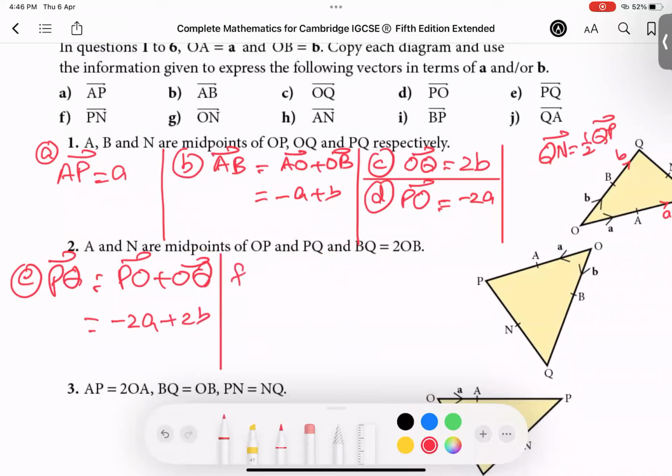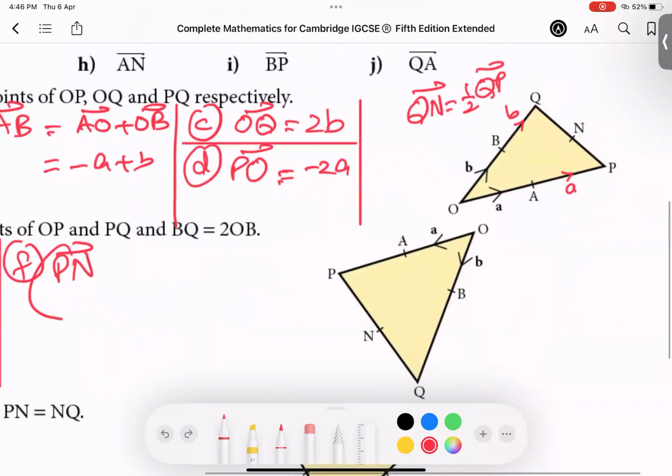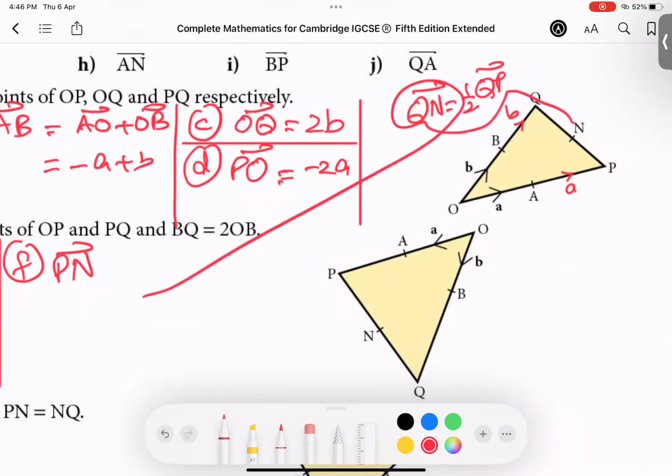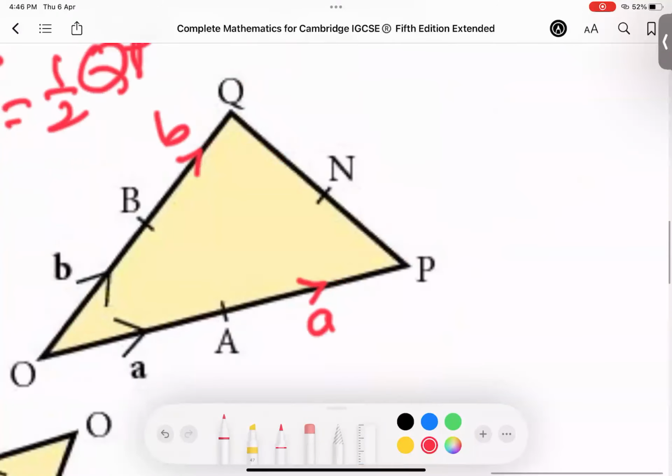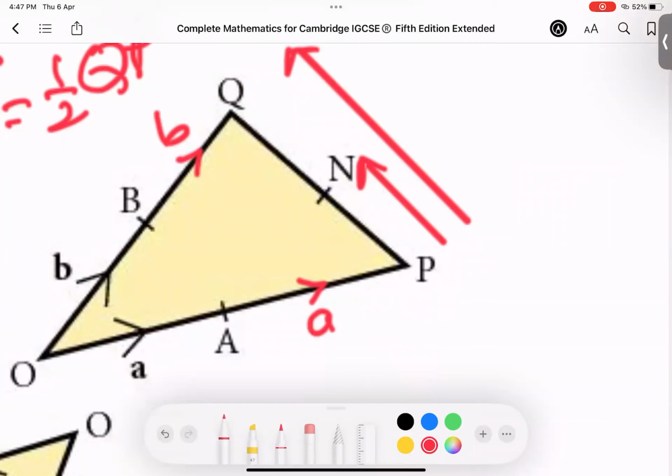Now I'm doing F part, PN. Where is PN in the diagram? P is here and N is here. Now you remember I mentioned at the top, QN is half of PQ. Look at that, students. What is P to N? This unknown vector is equal to half of the total. How do you know, sir? Because we know that this N is the midpoint.